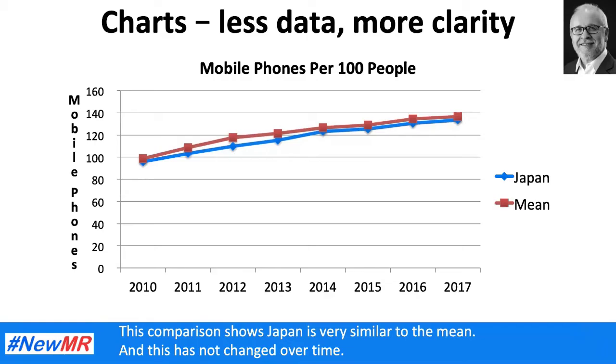Now, we could say that in words, but if we show it as a chart with just Japan and the mean, it's immediately apparent to everybody just how close together Japan was to the mean for 2010 and 11 and 12 and 13 and 14 and 15 and 16 and 17. If we had multiple countries on there, it would be less clear. We would have more data, but it would be less clear. By the time we get to telling a story, we want clarity in our comparisons.